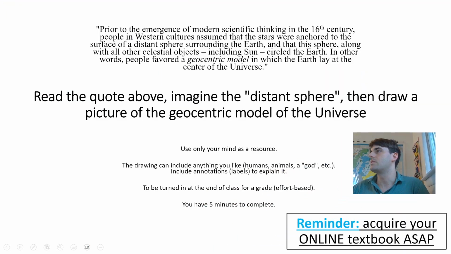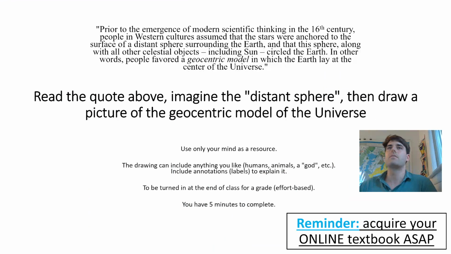I want you to get started by reading this quote from your textbook. Prior to the emergence of modern scientific thinking in the 16th century, people in Western cultures assumed that the stars were anchored to the surface of a distant sphere surrounding the Earth, and that the sphere, along with all other celestial objects, including the sun, circled the Earth. In other words, people favored a geocentric model in which the Earth lay at the center of the universe.